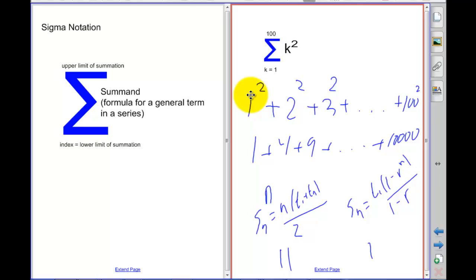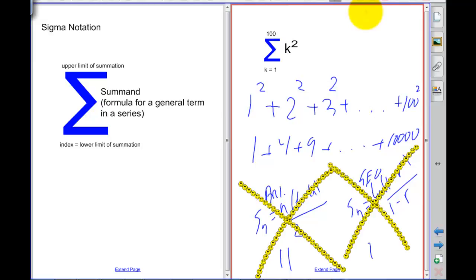This is for an arithmetic series, right? Is this arithmetic? No. This is for a geometric series. Is this geometric? No. So you can't use either of these. No, we can't use any of those tricks, can we? So you have to do it by hand.